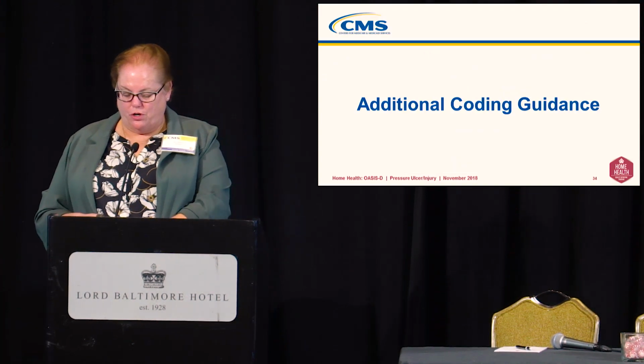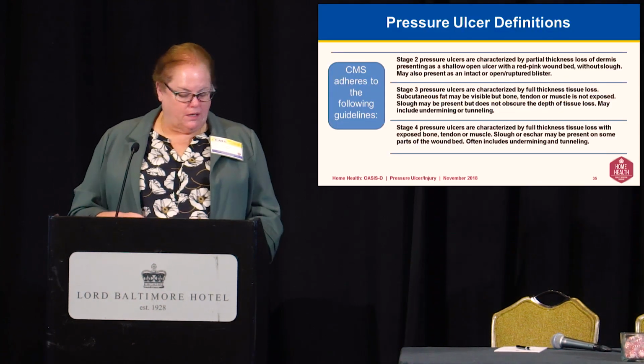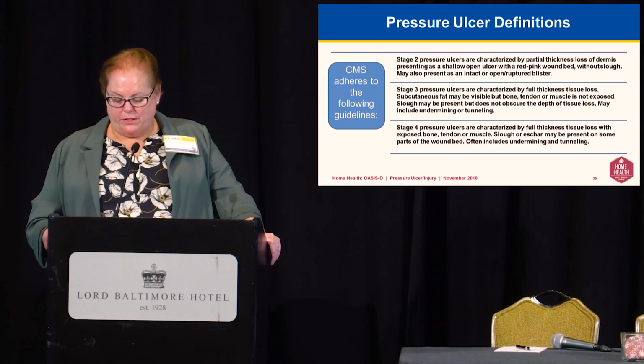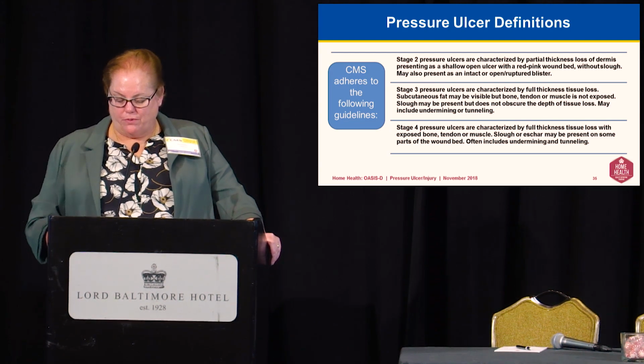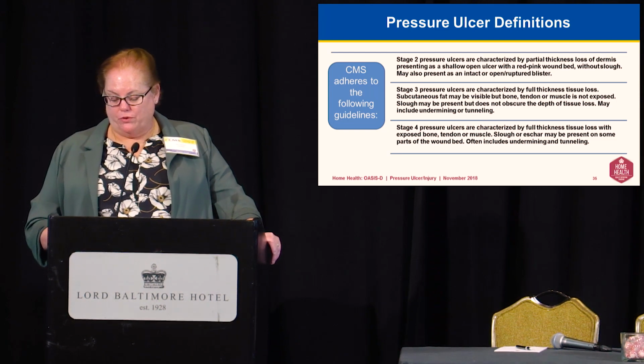So here's some additional coding guidance. I think it's important, the pressure ulcer definitions. Stage 2 pressure ulcers are characterized by the partial thickness loss of dermis, presenting as a shallow open ulcer with a red-pink wound bed without slough. May also present as an intact or open or ruptured blister.